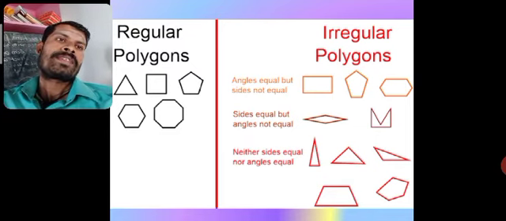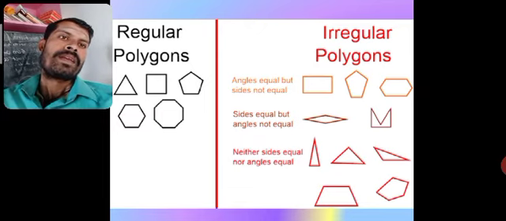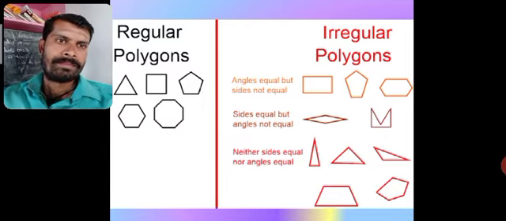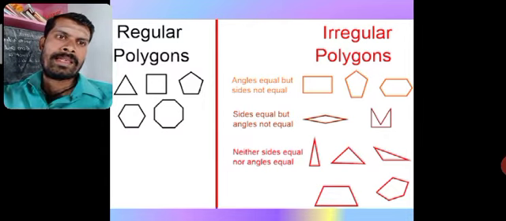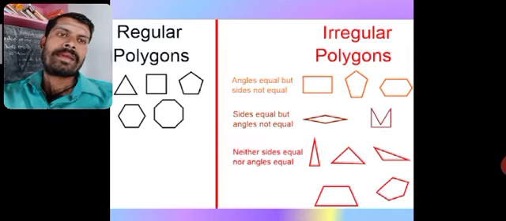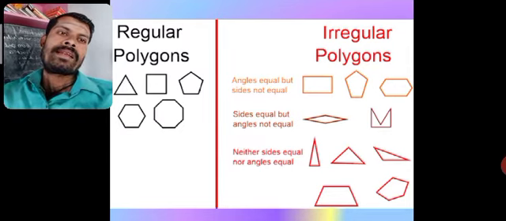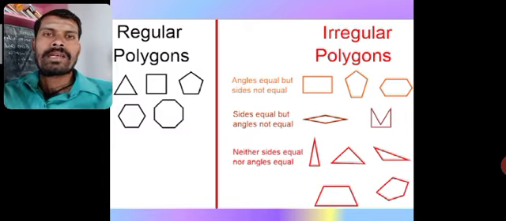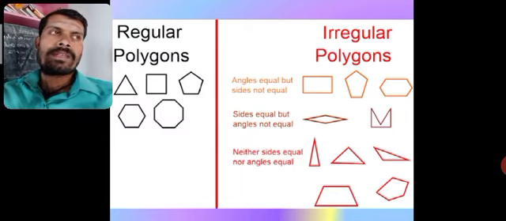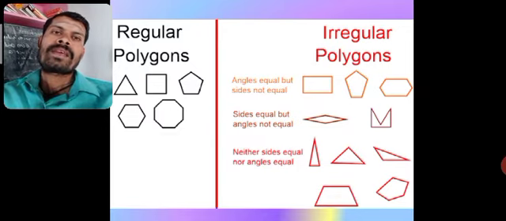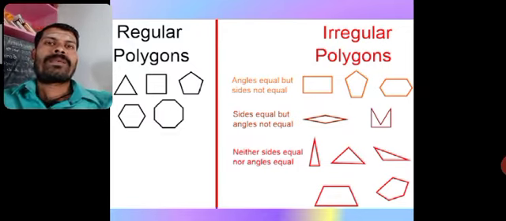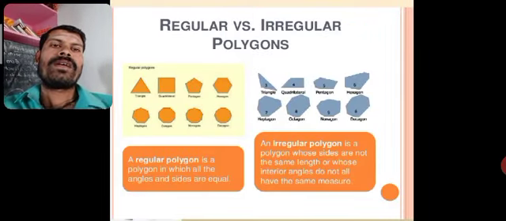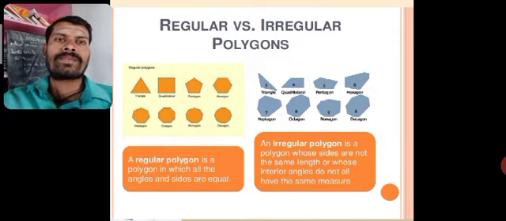For example, in the first case of irregular polygons, you see that angles are equal, but sides are not equal. That's why it is an irregular polygon. In the second part, you see sides are equal, but angles are not equal. In the third case, neither sides nor angles are equal. Therefore, those types of polygons are all irregular polygons. Regular polygons are both equilateral and equiangular. A regular polygon is a polygon in which all angles and sides are equal.